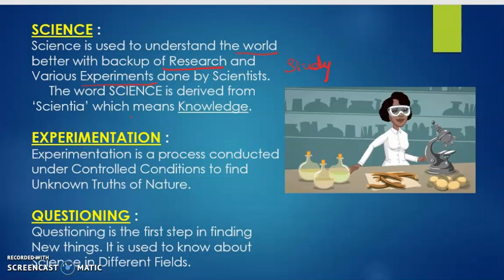With the help of various experiments which can be done by scientists. Okay, so the definition of science here: science is a process that is used to understand the world better with backup of research and various experiments done by scientists. Okay, so this is not at all the exact definition, because science has various definitions and this is one of them.